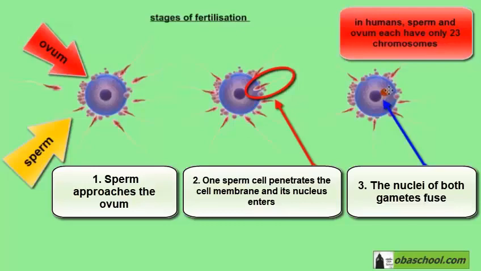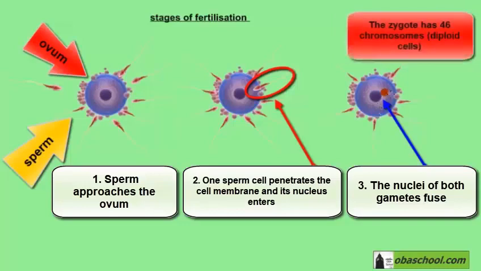But guess what? When fertilization occurs, the nucleus of the sperm will fuse with the nucleus of the ovum. So together, they will have 46 chromosomes. And once they are together, once fusion happens, we call this now a zygote. A zygote is like the first cell that forms a new organism.